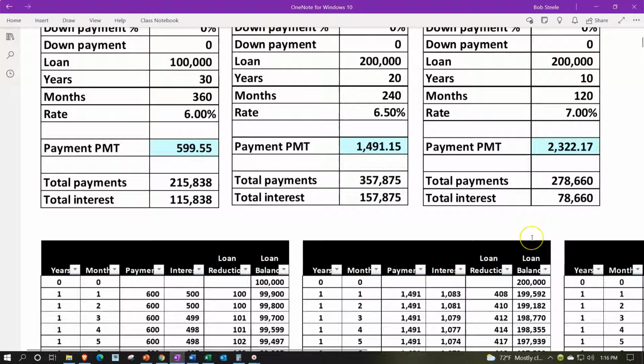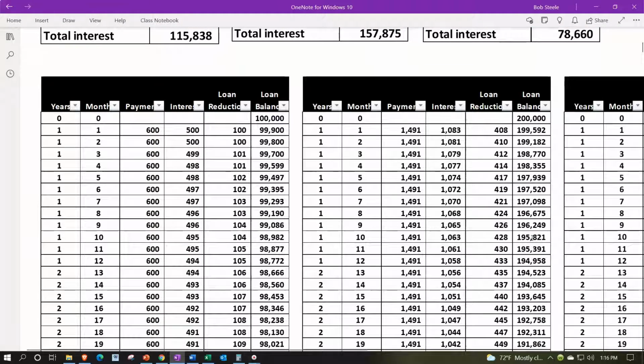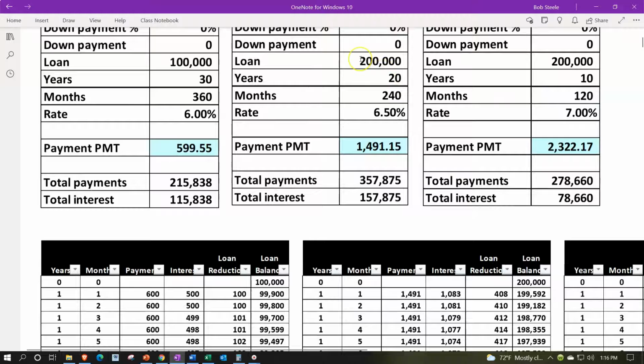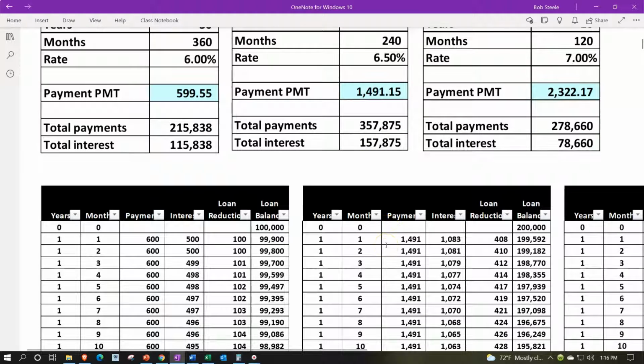We can then construct our amortization tables, and we do this in Excel if you want to take a look at how to do that in Excel. The first loan over here, we had the $100,000, with the payment of about $600 rounded, the interest calculation using the 6%, and that will give us our loan reduction and the loan balance. The second loan for the $200,000 calculates using the $200,000, the payment of about $1,491, and the interest using the 6.5% in order to calculate the interest.